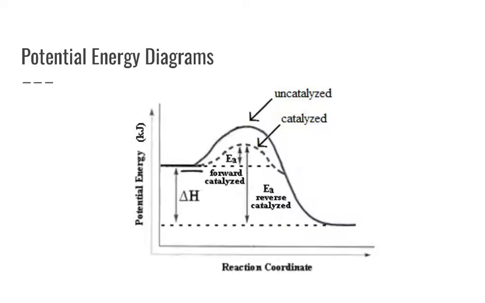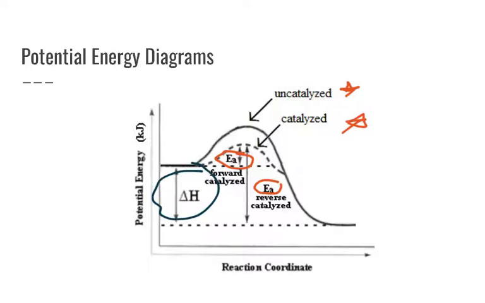The first thing I notice is the delta H, the heat of the reaction, which is looking at the energy difference between the products and the reactants. In this case, you'll notice it's going down, so it's negative, which means it's an exothermic reaction. The next thing I notice is the activation energy. Notice there's two of them because it's showing the uncatalyzed versus catalyzed reaction. Remember, a catalyst lowers the activation energy.